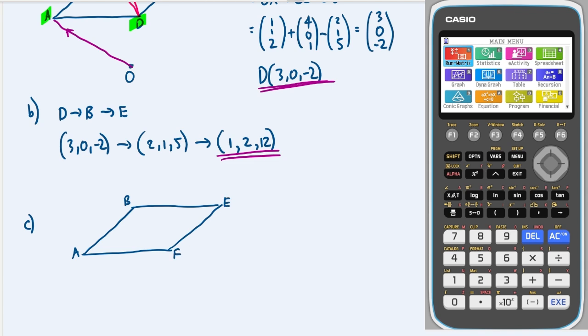And similar to the first question, we have A, we have B, we have E. So if we've got a fixed origin here, we should be able to do the same thing. So to find OF, I'm going to go O to A, and then I'm going to add on, I don't know AF, so I'm going to add on BE instead. And this is equal to OA plus OE minus OB.